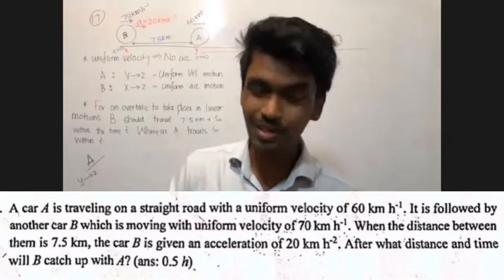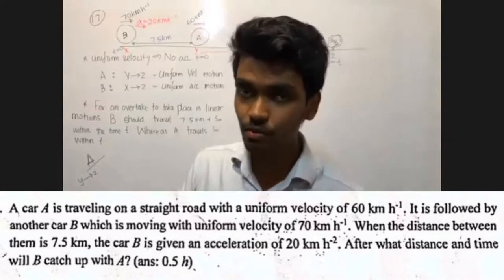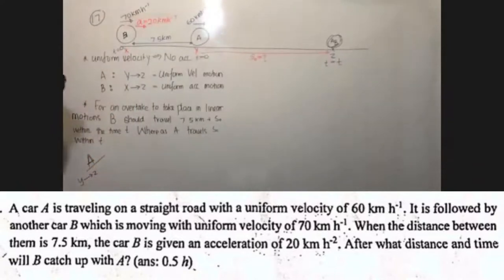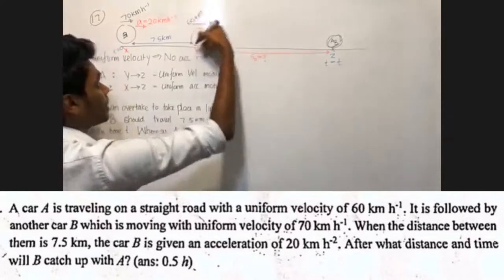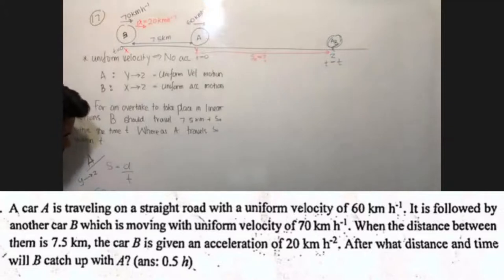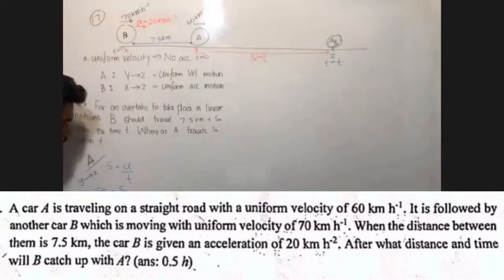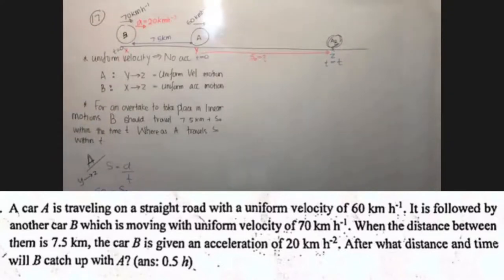So the only equation that you could apply for uniform velocity motion is speed equals distance over time taken. What is the speed of A? A moves at 60 kilometers per hour. Distance is S naught. Time taken is T. I don't know T, so okay, S naught is 60T. First equation.